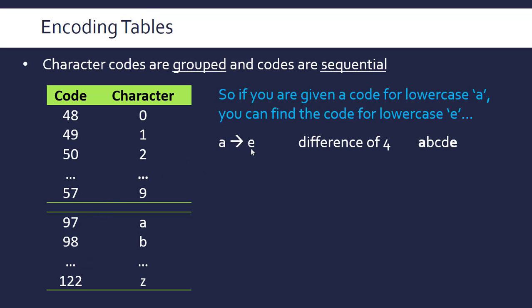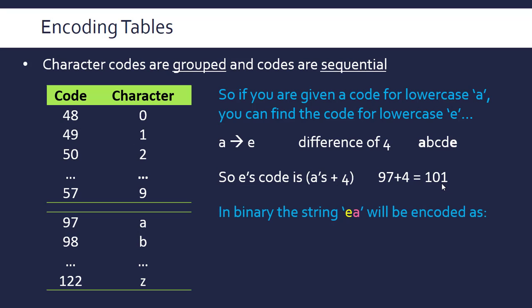The difference between a and e is 4: a, b, c, d, e. So the difference of 4. The character code for e is just the character code for a plus 4. Because they're grouped, the lowercase characters are completely separate to the uppercase characters. You couldn't find a connection between a lowercase a and an uppercase E. They're separate groups. So 97 is a's character code, plus 4 gives us e's, which is 101, in binary of course.